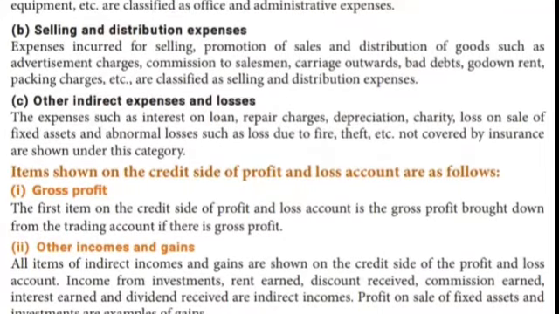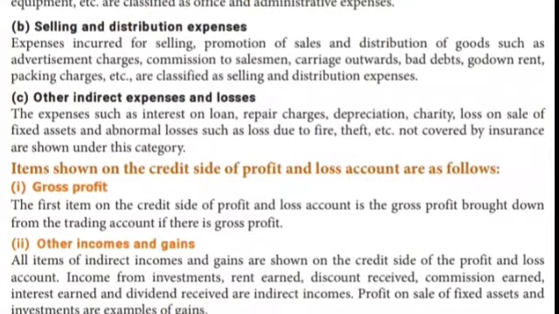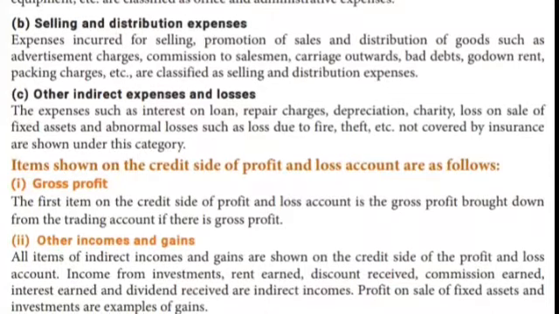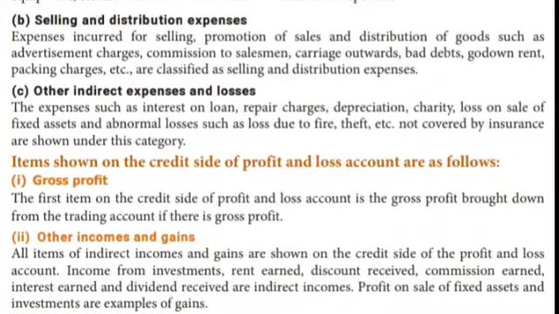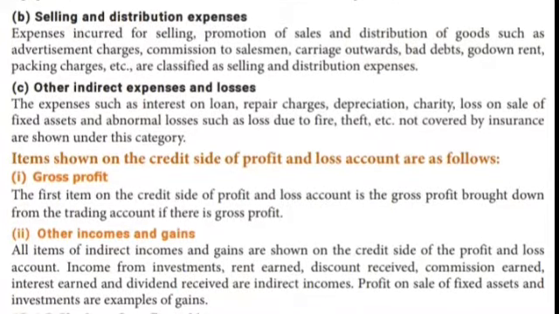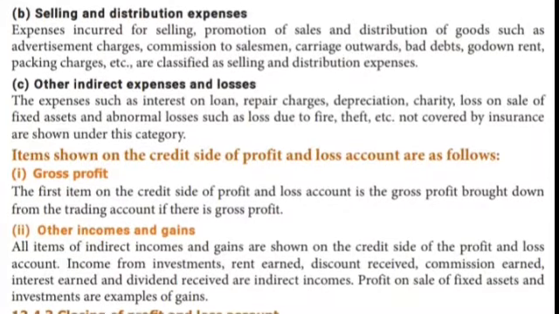You should read your theory in your textbook page number 250 and you should mug up the format also. You can read the theory and understand it, or else you should mug up the format of the P&L account. Profit and loss on fixed asset and investment are examples of gains. So what are the gains? Profit on sale of fixed asset and investment is a gain.